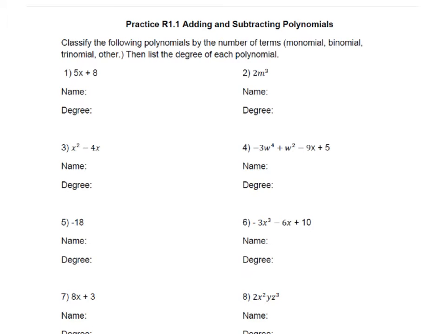Hey guys, before we start our notes for today, I want to go over this practice R1.1 from last week. I kept seeing a lot of common mistakes, so I just want to go over them to help clear up any misconceptions that you may have or any problems. I know it's hard because I'm not in class with you, so if you have questions, it's harder to get a hold of me. But I appreciate y'all's hard work, and I just want y'all to keep trying, okay?